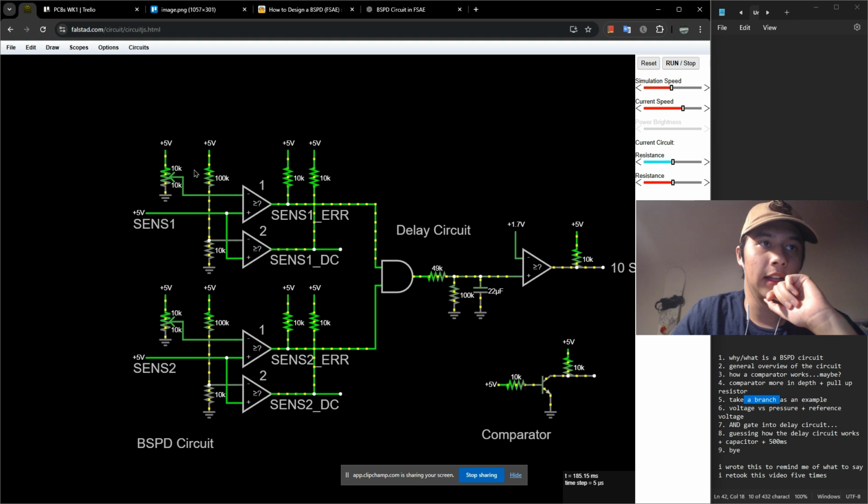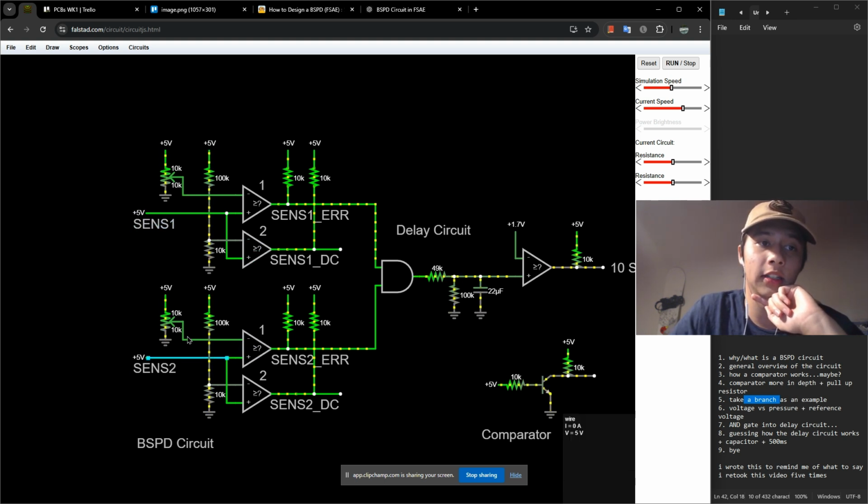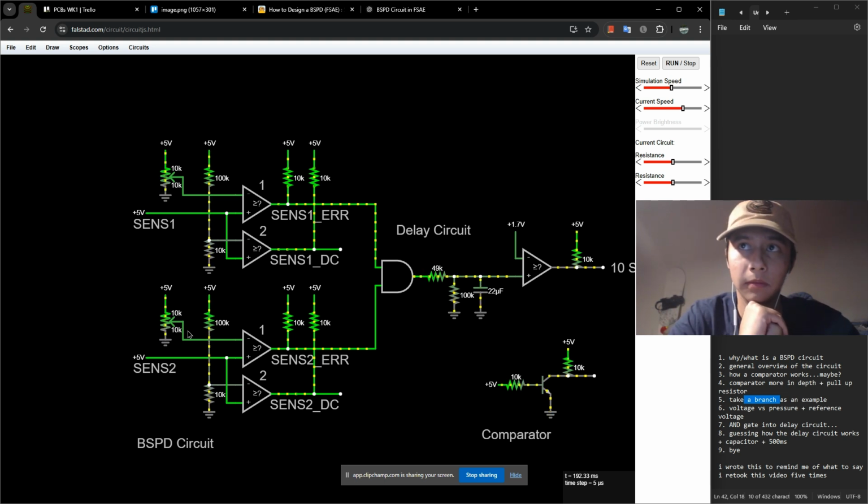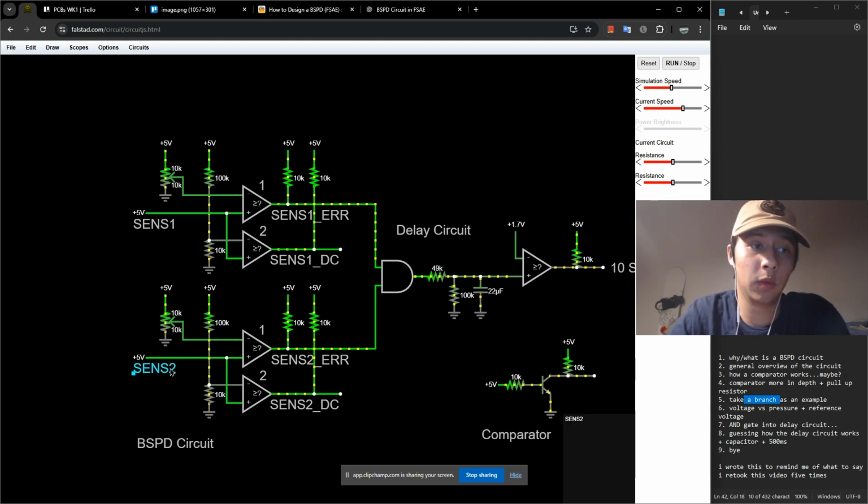So I have these two branches. Let's call this one sense one and sense two. Let's say sense one measures the voltage for the throttle, like when you're applying pressure to the throttle. And let's say sense two is measuring the voltage when you're applying pressure to the brake.